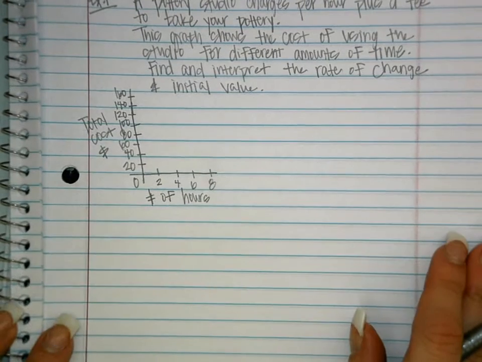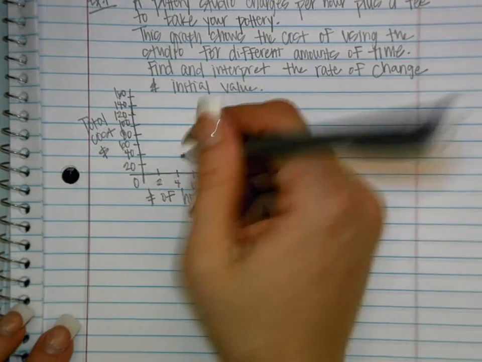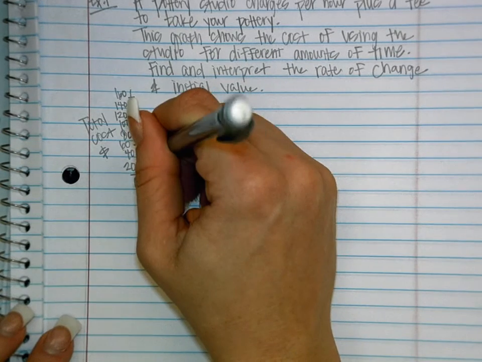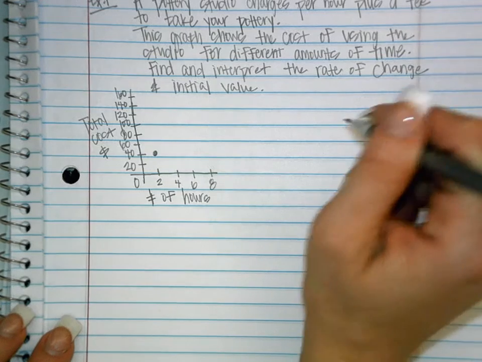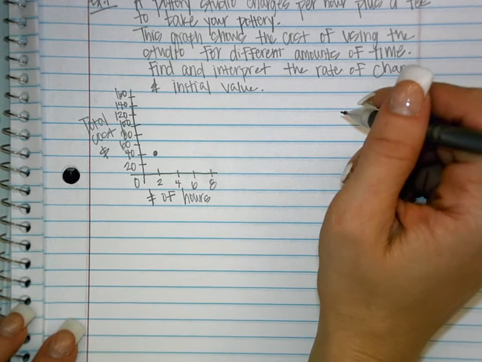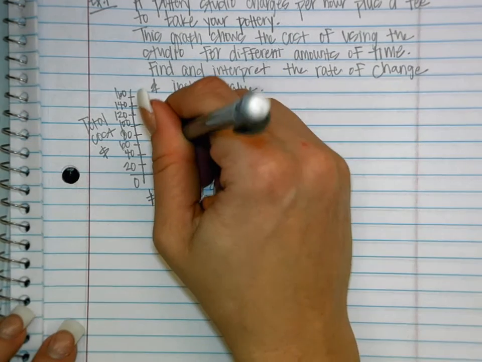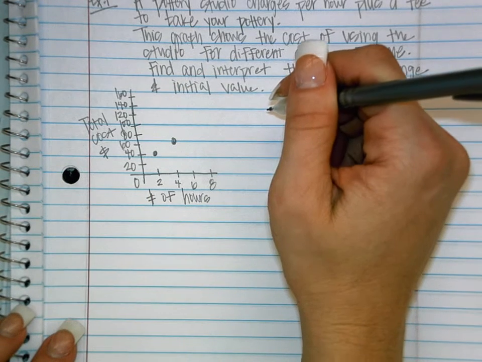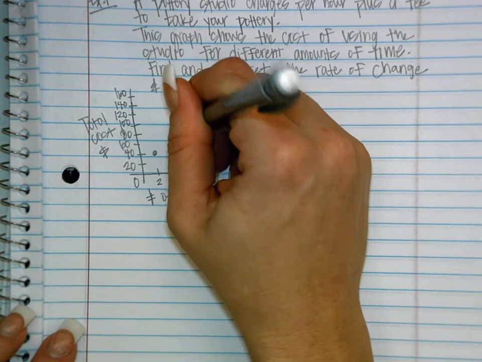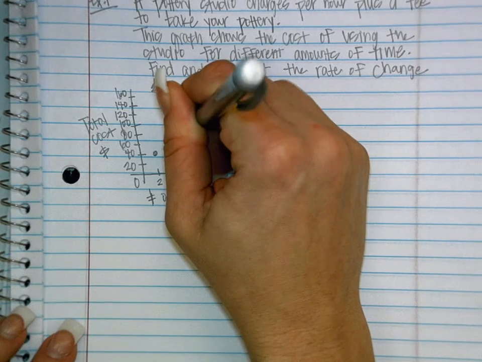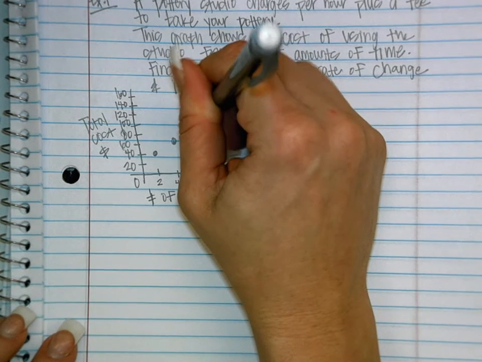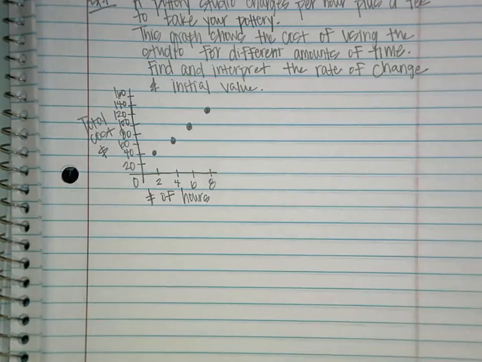I apologize that I didn't have these printed out for you guys. Our first point is over 2, up 40. I know you don't have a grid, but just do the best you can. Our next point is at 4, 70. So 70 would be right between 60 and 80. Then we're going to go to 6, 100. And then finally 8 and 130. Again, I apologize that these are not already drawn for you.